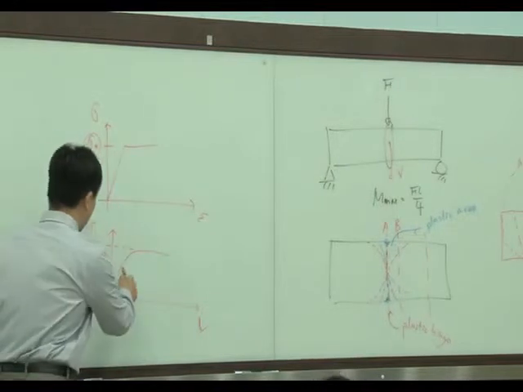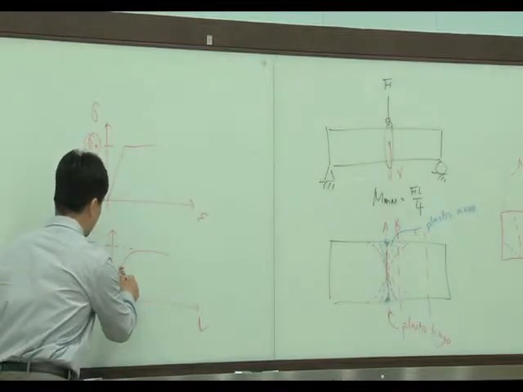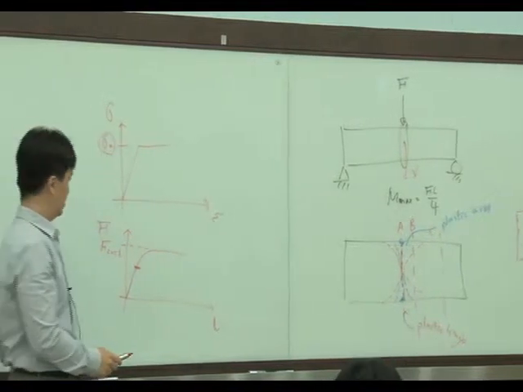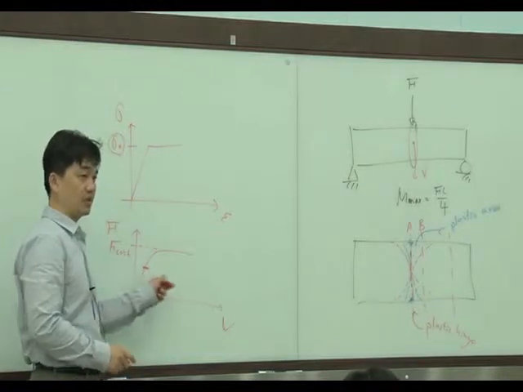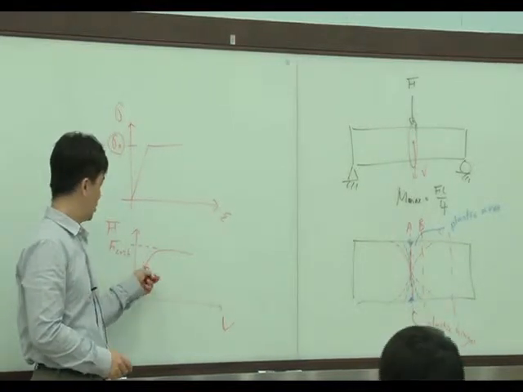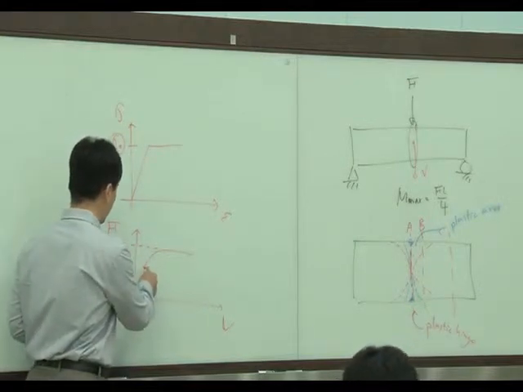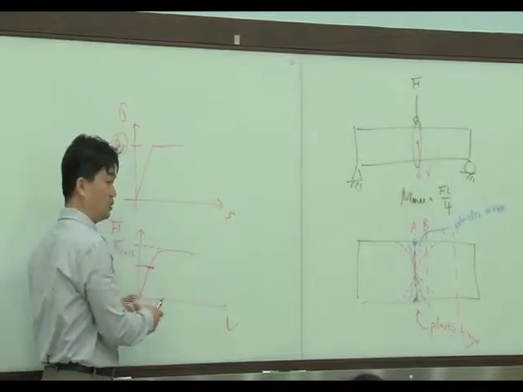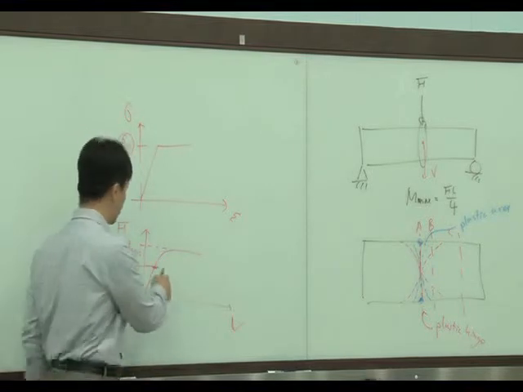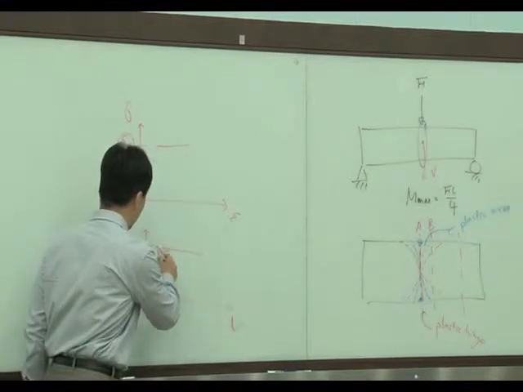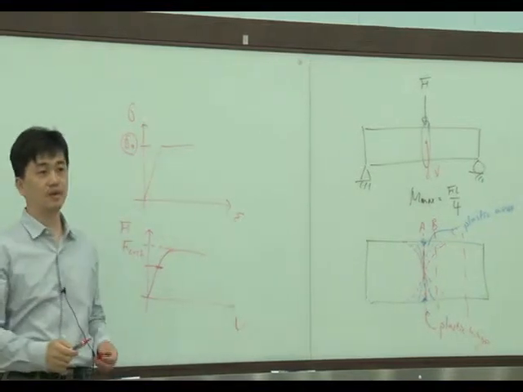Okay? And material failure happened from here, at this point. This is the elastic limit. So material failure happened from this point. Even though the material failed, the structure doesn't fail, and the structure finally fails at this level. Okay?